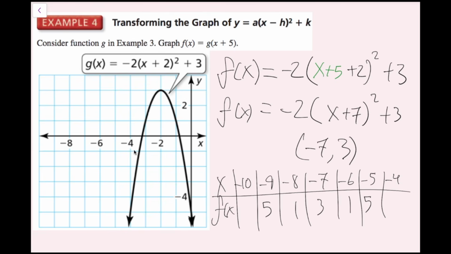So -7, comma 3. That's going to be right there. I'll do this in green. And then -6, comma 1, and -8, comma 1. And then -5, comma 5. I'm looking now and I forgot my 5s on the table. I apologize for that. Anyway, I'm going to go up and do -5, 5. And then -9, 5. Now I'm going to sketch this.